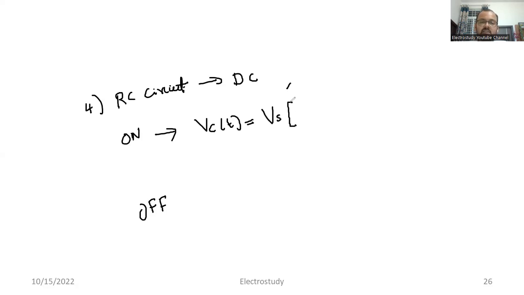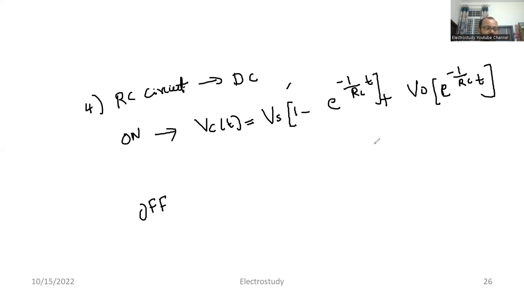Vs is the input voltage: Vc(t) = Vs(1 - e^(-t/RC)) + V0 e^(-t/RC). So this is regarding the voltage during on condition. Here we can say that tau is equal to R into C. This is the time constant during on condition.